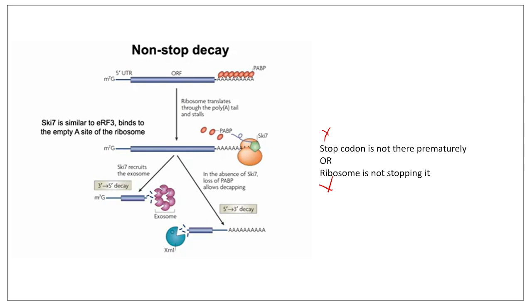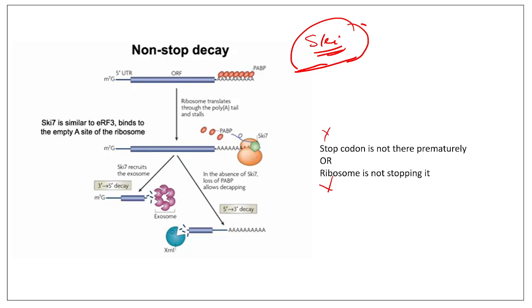So those mRNAs which are translating non-stop, how are they decayed? So here come your ski proteins. Earlier we talked about these ski proteins. So what they do is that the ski protein comes and binds. Okay. And what happens?